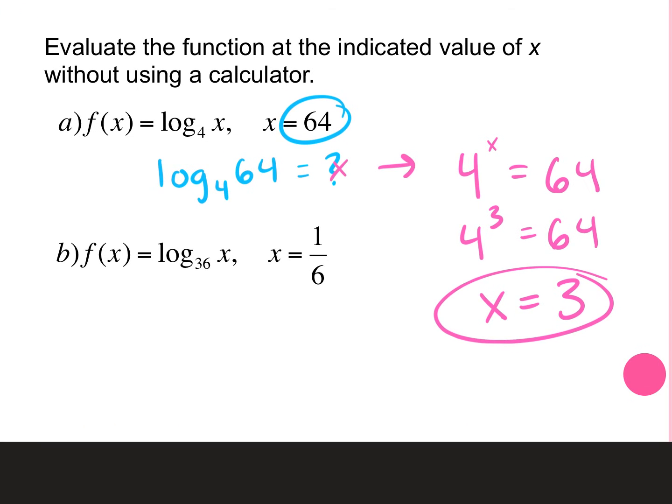For the next one, I'm going to plug in 1/6. So when I put this into exponential form, what's my base? 36. What's my exponent? x. And then it's equal to 1/6. So 36 to what power would give me 1/6?